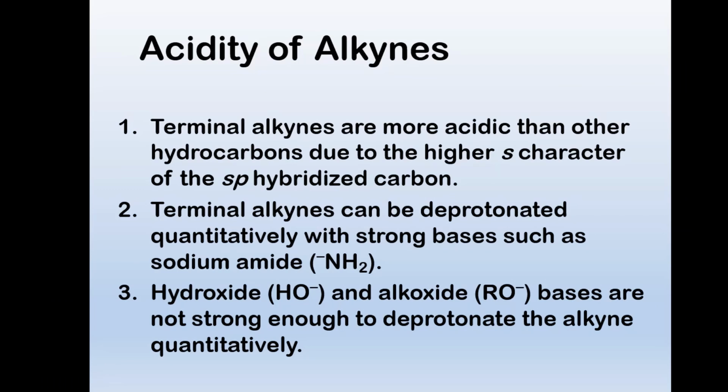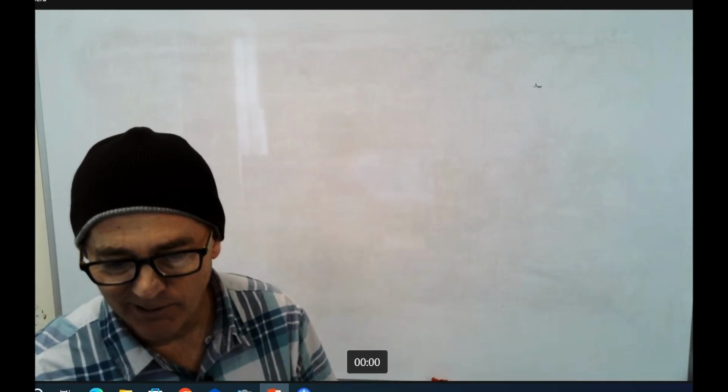So terminal alkynes are more acidic than other hydrocarbons due to the higher s character of the sp hybridized carbon, and terminal alkynes can be deprotonated quantitatively. That means all the way to the product side of the reaction with sodium amide. Hydroxide and alkoxide bases are not strong enough to deprotonate the alkyne. Guess I just erased it. I don't know why I did that.